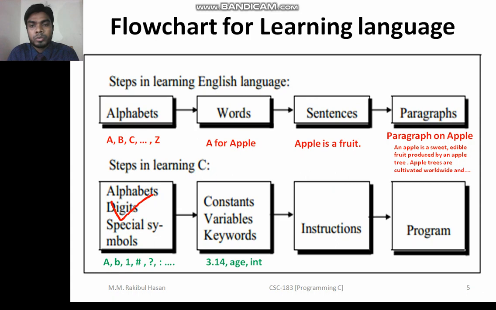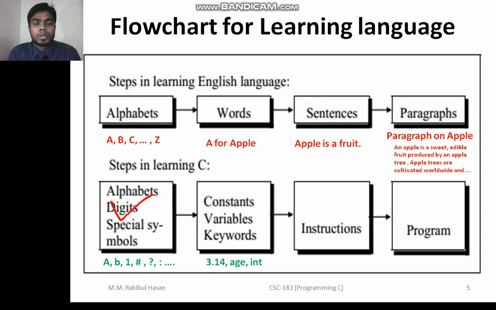Okay, this value cannot be changed. Then think about age. Every year our age changes, isn't it? We become older, isn't it? Right. So this is a variable. And int is a keyword. This is a reserved word in C programming language. They have their specific purpose to use, so we will discuss them one by one in our next lecture.